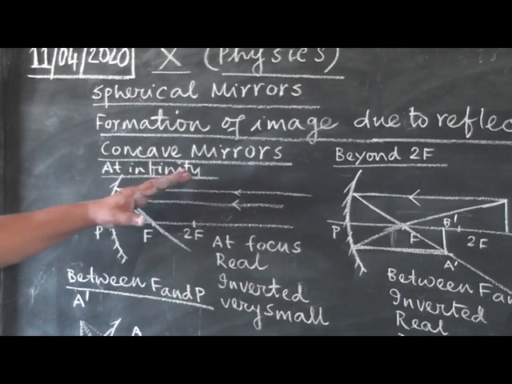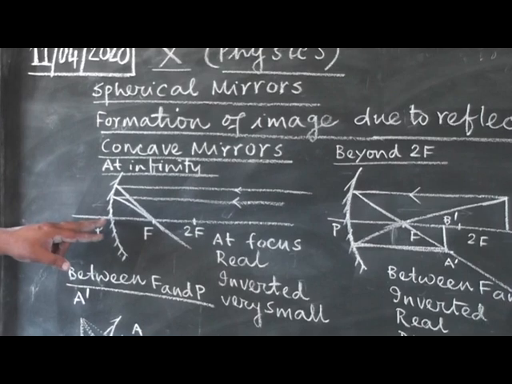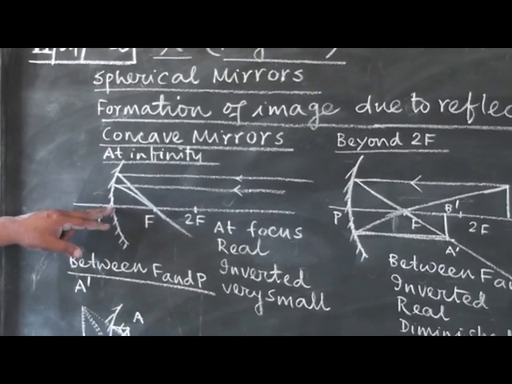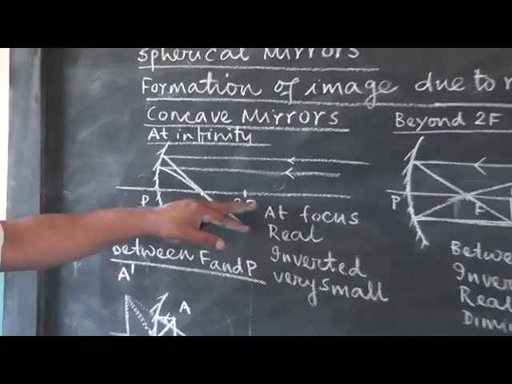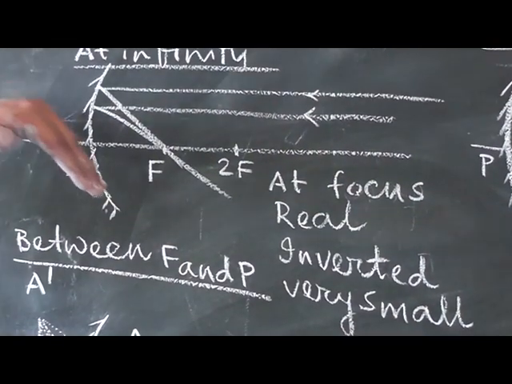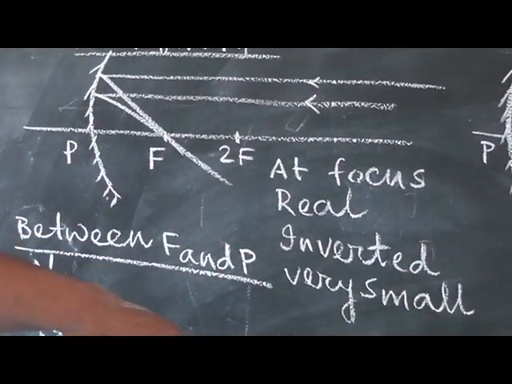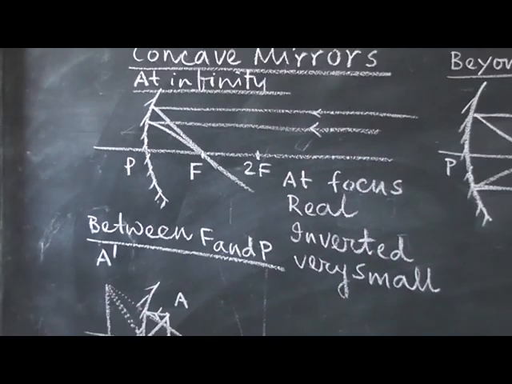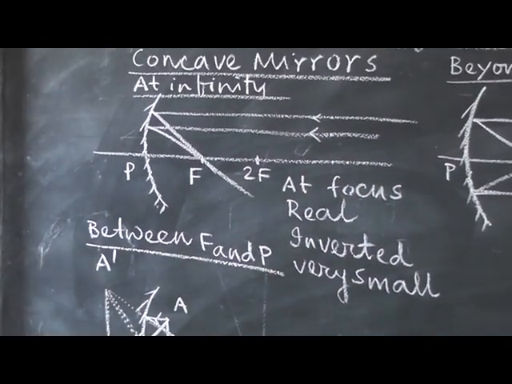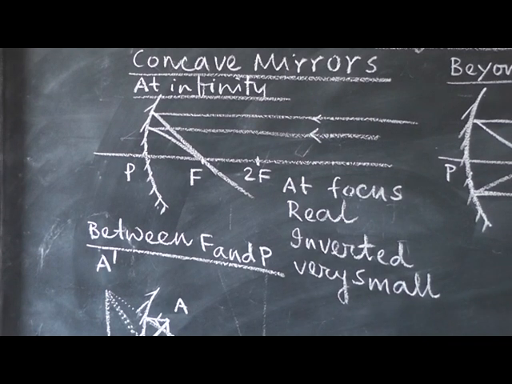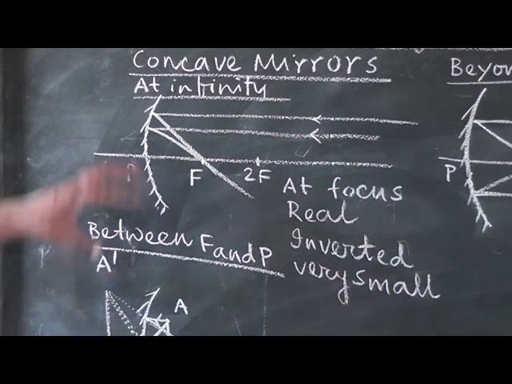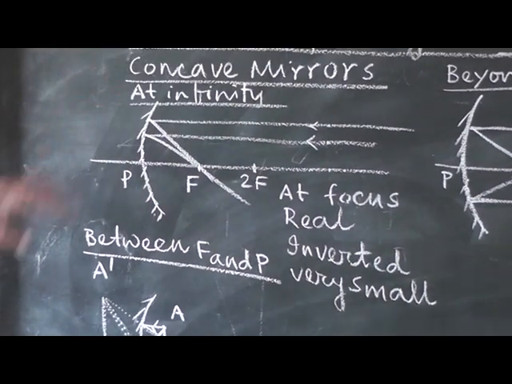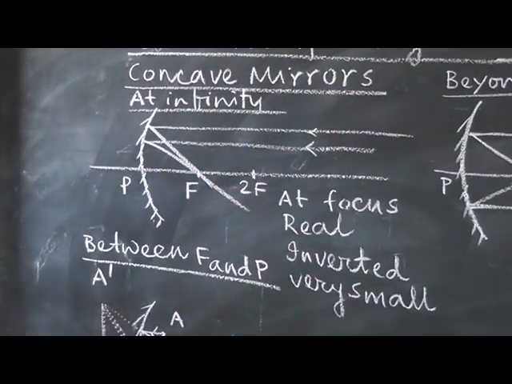And we also know that if a ray of light is incident at the pole, making some angle with the principal axis, then after its reflection it will move in the opposite direction, making the same angle with the principal axis. Using this idea, we can easily discuss the formation of images due to reflection of light from spherical mirrors. We shall take those characteristic rays, and first of all we shall take concave mirrors.